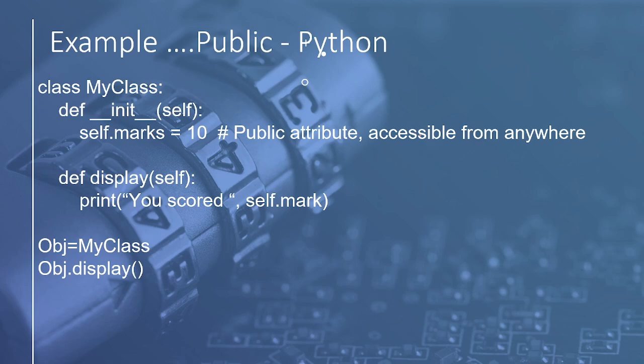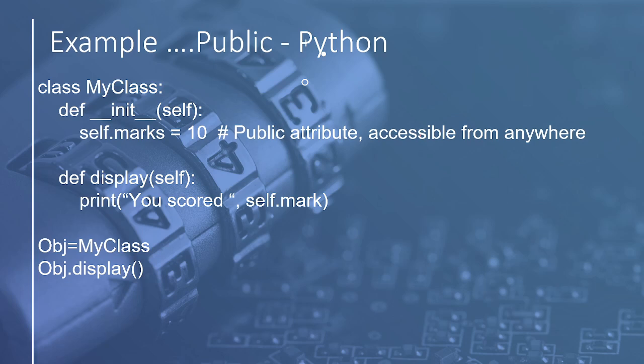Okay, so let's look at an example of public in Python. We have a class, MyClass, and in Python we declare a function using def. So __init__(self), that is the initial function which comes with the class. When we start a class, we can give init, and then we have self.marks equal to 10. That is a public attribute which can be accessed from anywhere. So nothing is mentioned, so it is by default public.